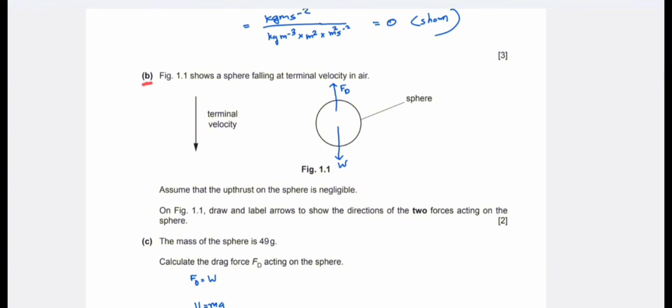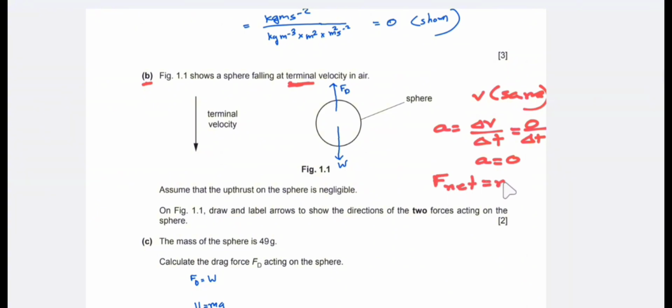Part B. Figure 1.1 shows a sphere falling at a terminal velocity in air. Terminal velocity is a constant velocity. Acceleration is equal to change in velocity divided by change in time. Since the velocity is not changing, the change in velocity is 0, so the acceleration becomes 0, and the resultant force, F net, equal to mass times acceleration, is 0. That means the force downwards must equal the force upward. Assume that the upthrust on the sphere is negligible, so there is no upthrust.